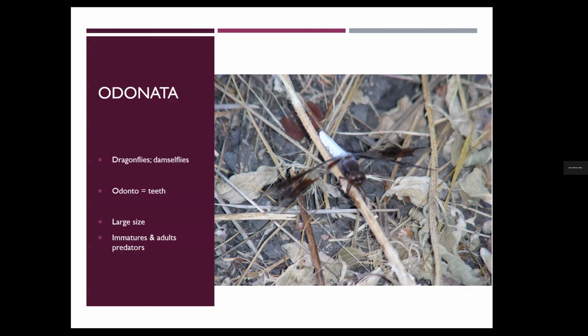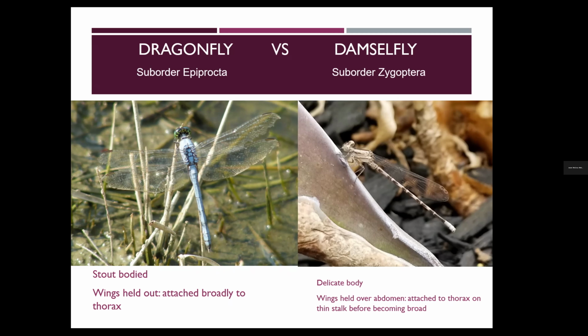And if you look at where the wings join the thorax, they are going to be attached broadly to the body. Damselflies, on the other hand, are going to have a more delicate body, and they tend to fold their wings over their back when they're at rest. They are going to be attached to the thorax very narrowly, so it's almost kind of like on a stalk, and then that wing will expand out from there.